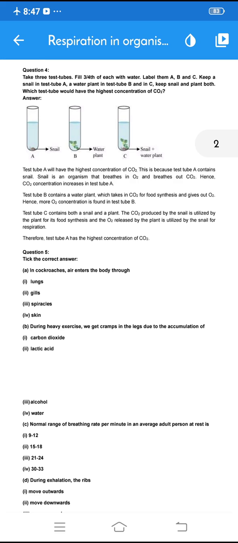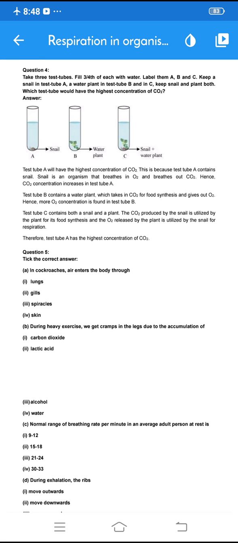Let me read the question first. Take three test tubes, fill 3/4 of each with water. Label them A, B, C. Keep a snail in test tube A, a water plant in test tube B, and in C, keep both snail and plant. Which test tube would have the highest concentration of carbon dioxide?